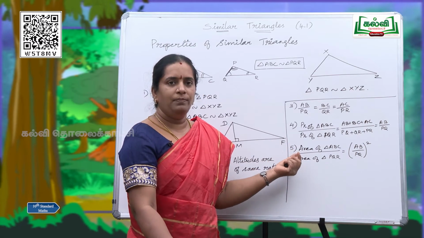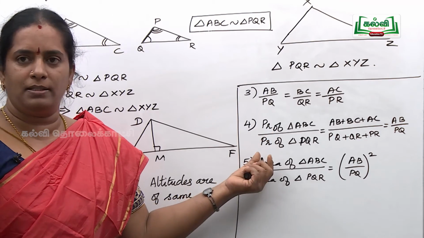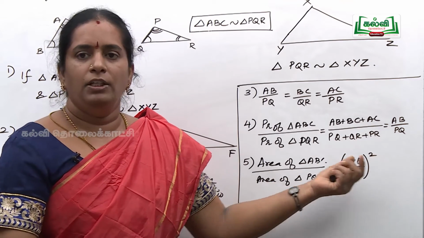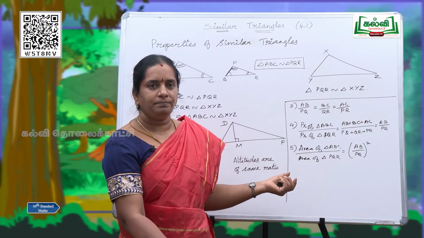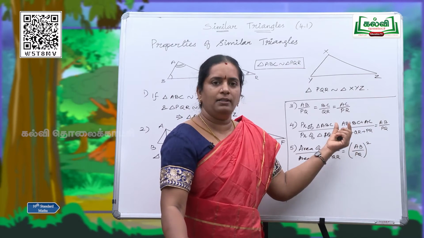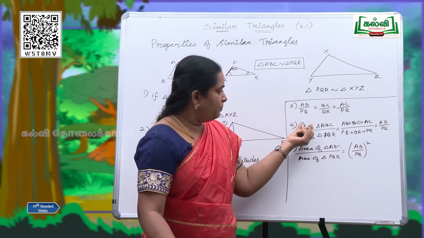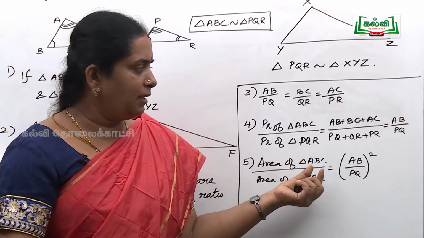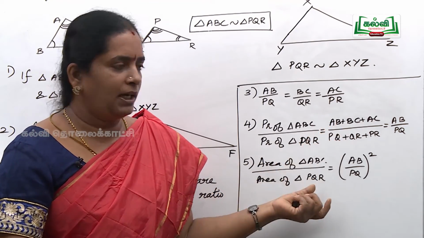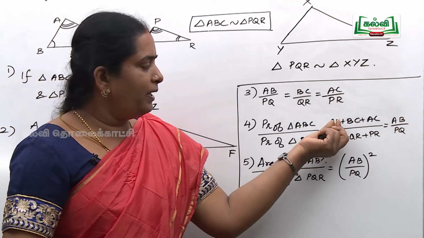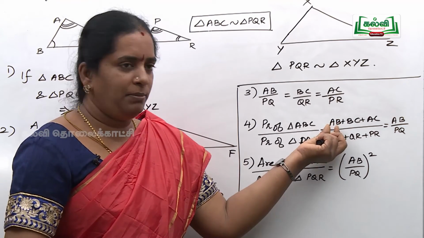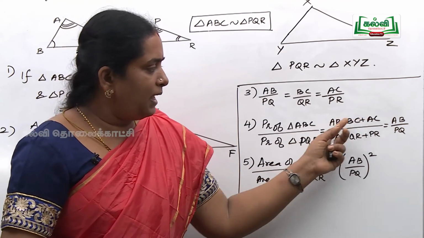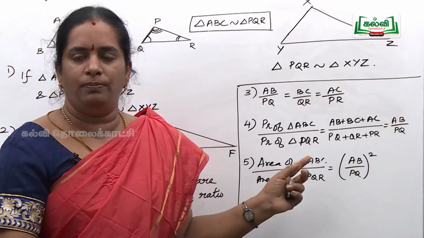See the next property, that is, the ratio of the perimeters is also equal to the ratio of the sides. You know that the perimeter is nothing but the sum of all the lengths of the sides. So the perimeter of triangle ABC by the perimeter of triangle PQR, we know very well, is in the same ratio as AB by PQ. So 3 times AB by 3 times PQ will be our answer.